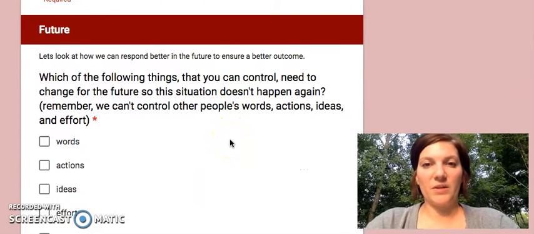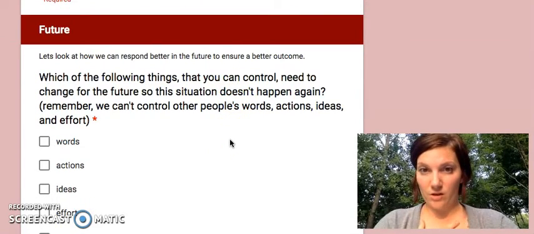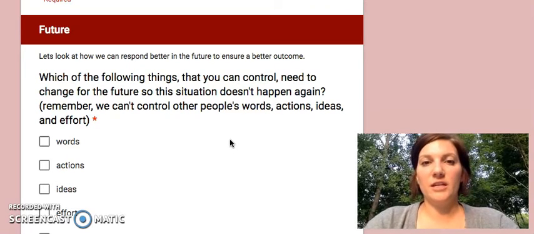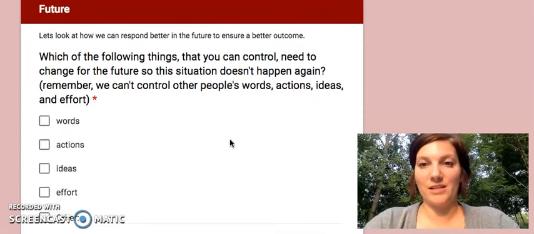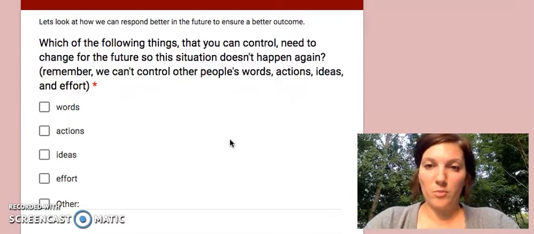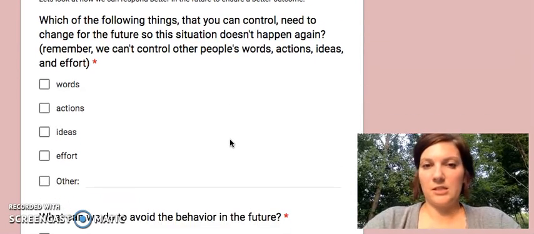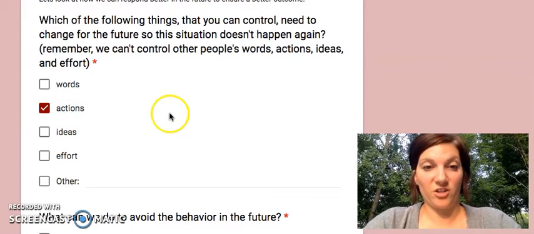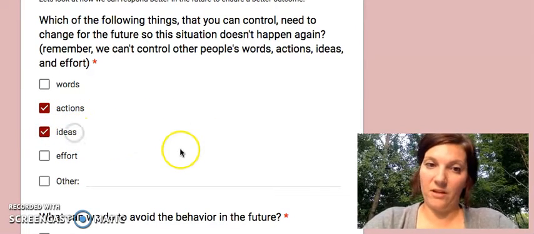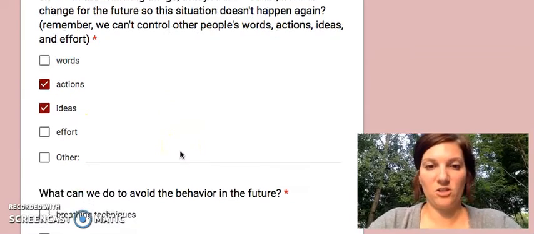This is which of the following things that you can control, because we can't control everything. Which of the things that you can control need to change for the future so this situation doesn't happen again. Remember, we can't control other people's words, actions, ideas, and efforts, but we can control our own. Okay, so next time I need to really work on my actions, and I really need to stop having those thoughts before I make that decision.